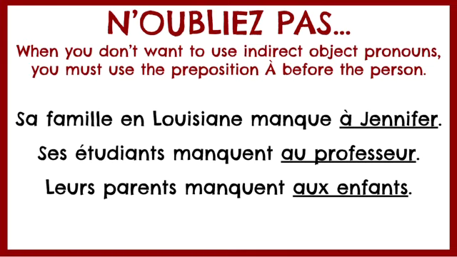The next example, ces étudiants manquent au professeur. Here, I still have an à, but it's in disguise because I can't say à le. You have to make that contraction. And the same is true in the last example, leurs parents manquent aux enfants. So your à plus les becomes a-u-x, pronounced aux enfants because it's followed by a vowel.